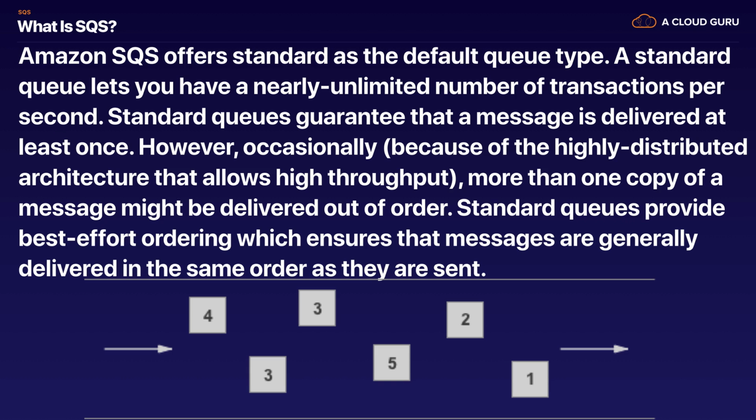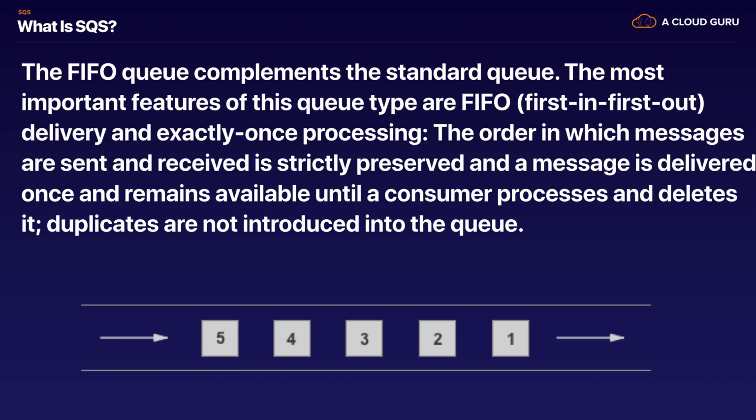unlimited number of transactions per second, and standard queues guarantee that a message is delivered at least once. However, occasionally, because of the highly distributed architecture that allows high throughput, more than one copy of a message might be delivered out of order. Standard queues provide best effort ordering, which ensures that the messages are generally delivered in the same order that they are sent. So it's generally in the same order that they're sent, but there's no promises. And remember that messages can be delivered more than once.